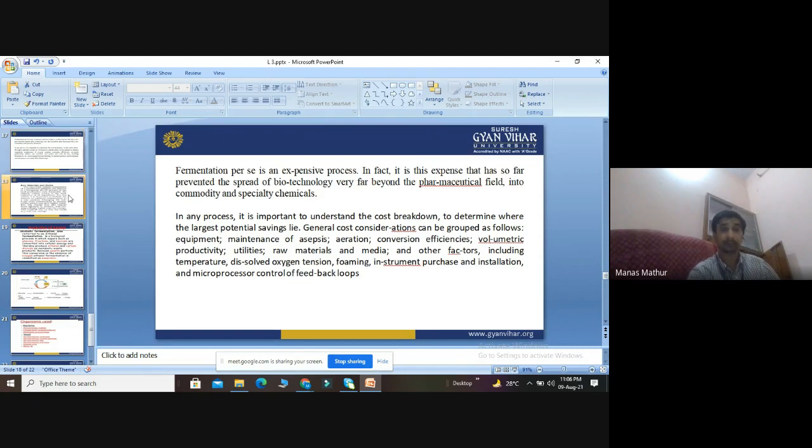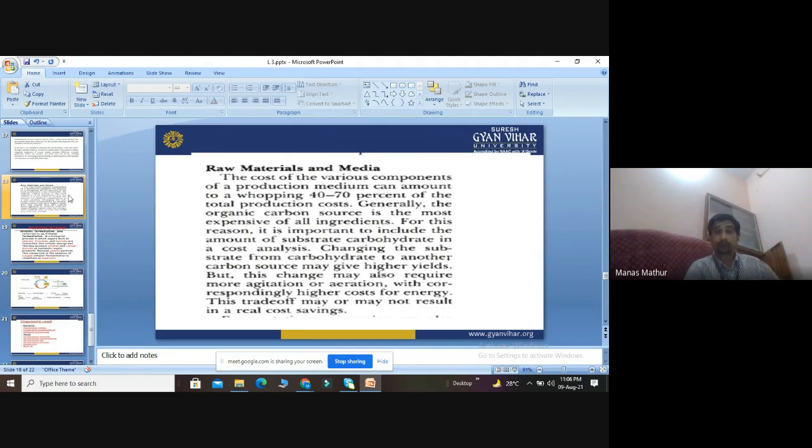Then we discuss the raw materials and the media which we are using. The cost of various components of the production medium can be around 40 to 70% of the total production cost. That means all the cost of raw material and chemical media which we are using is around 40 to 70% of the cost. So raw material and media are very important. What quality and what quantity we have to purchase, we have to take very good care.